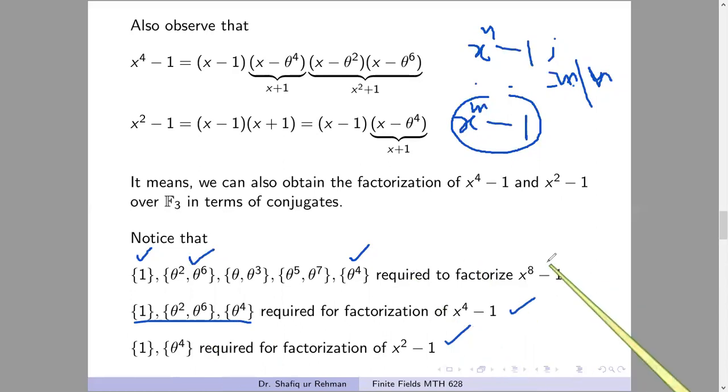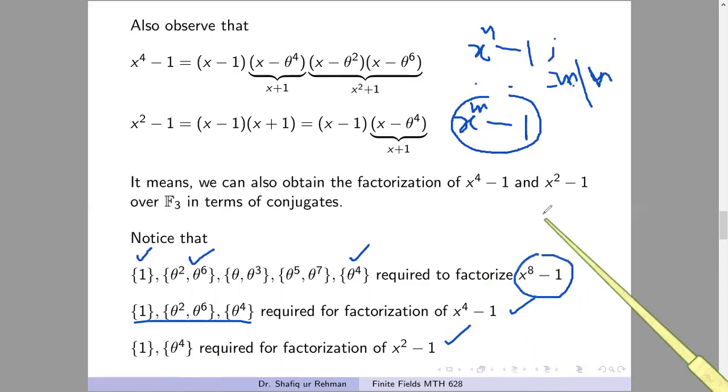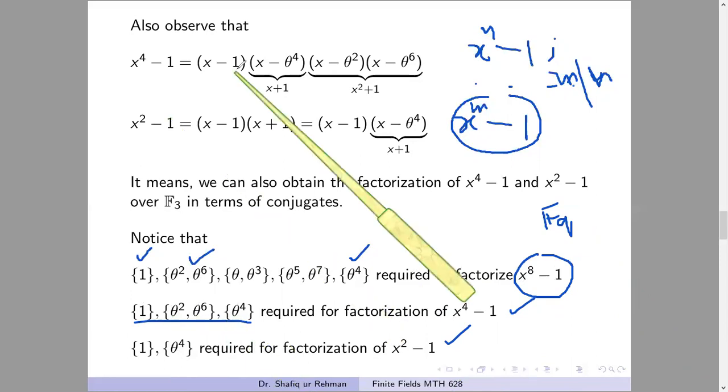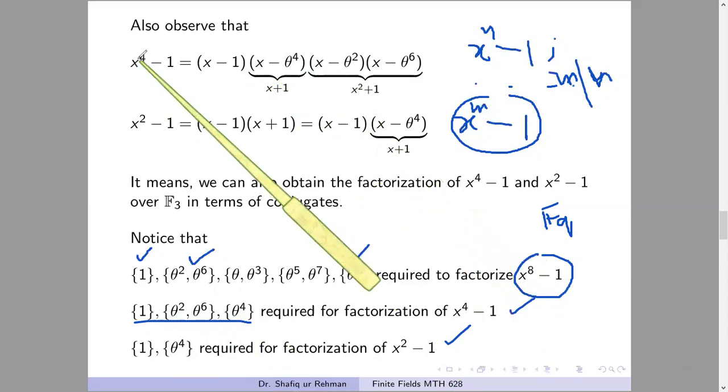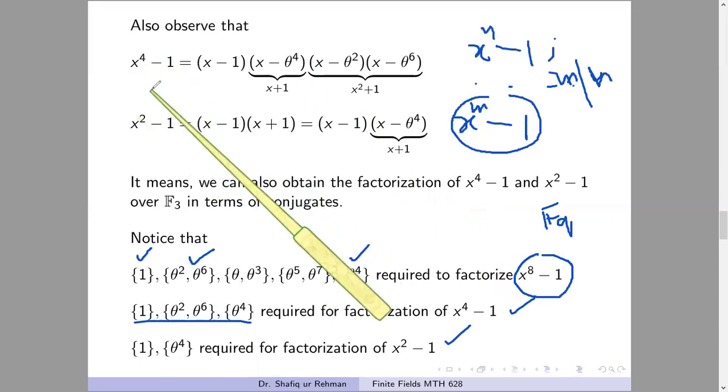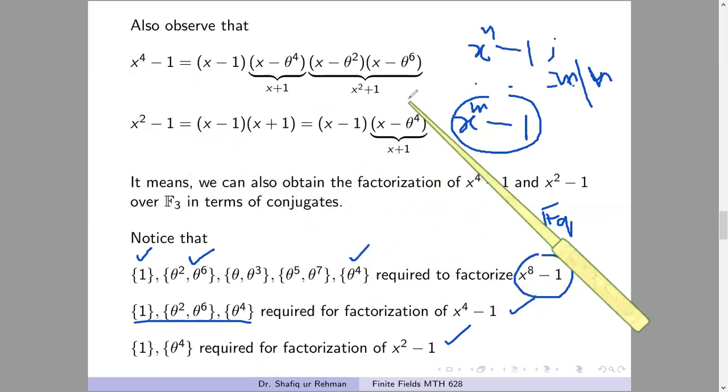We know if we want to factorize x power 8 minus 1, we take the field F9 and we take all the sets of conjugates. But if we want to factorize this, how can we decide that we require these sets of conjugates? I hope you understand my question. Here we just make an observation by direct calculation and see which conjugates are required. But in general, if we take some other, let's say F power 64 and F power 16, then this procedure is very lengthy to decide.